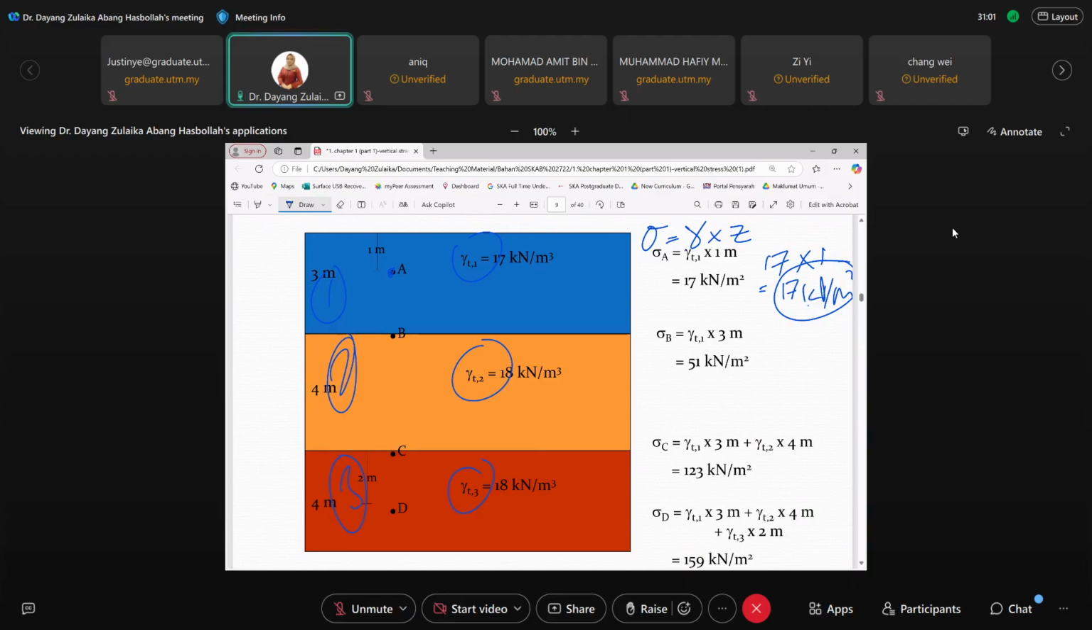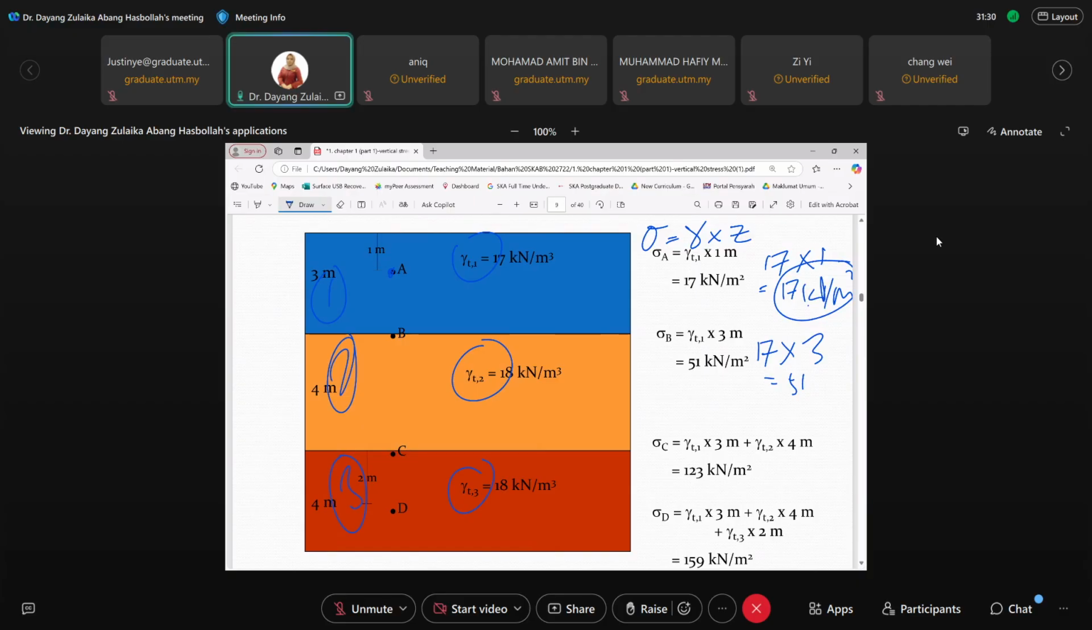All right, so the next one, point B. Let's take a look at point B. Your unit weight for point B is still in this layer, so your unit weight is still the same. So 17 times, what is the depth from surface to B? It is 3 meters. So it equals 51.